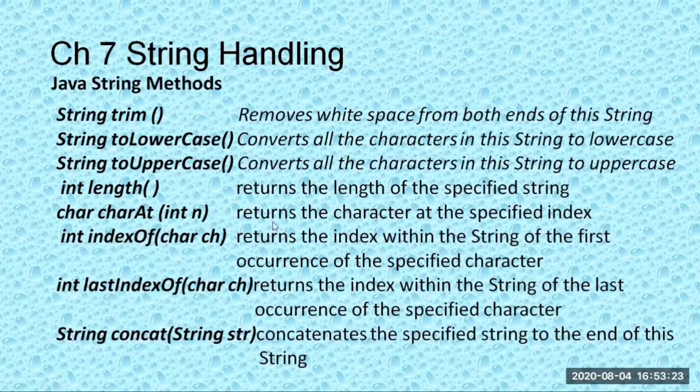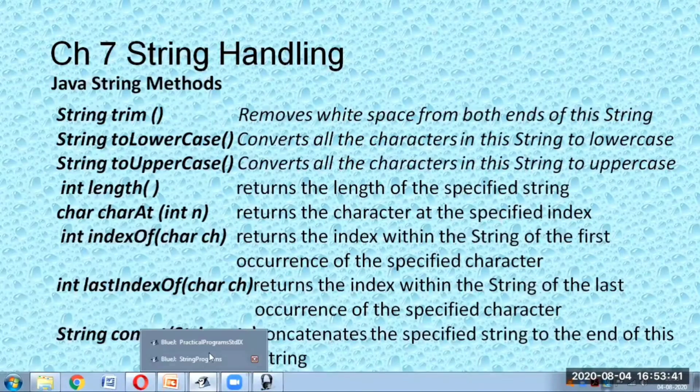charAt will give you the character at a specified index. That we will see, and I'll explain with the code. Then we have indexOf, which will give you the index number of a string, and lastIndexOf, which will give you the index number of the last occurrence. We'll take only the first few methods, as taking them all together will be very confusing. Let us take the first one, which is trim.